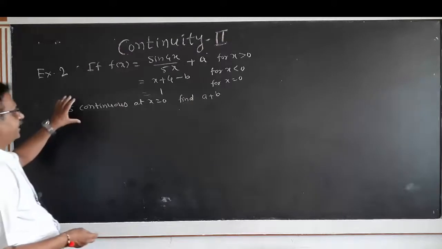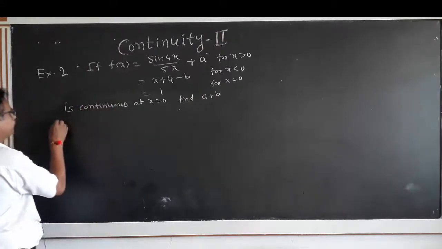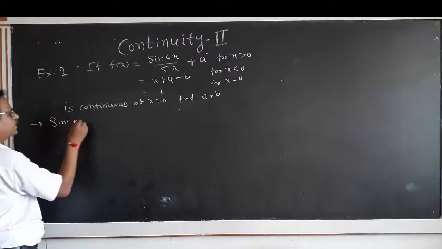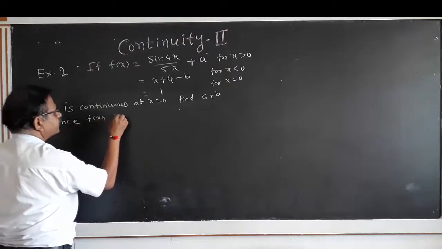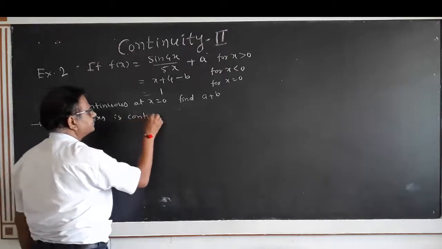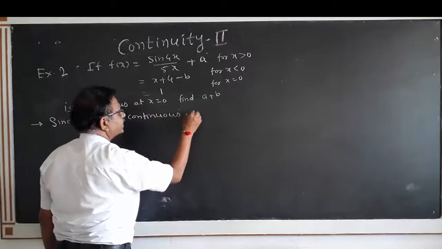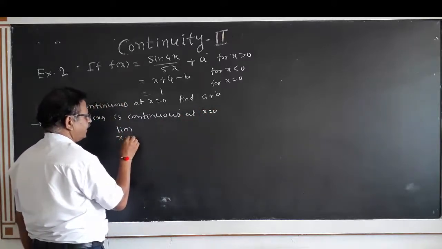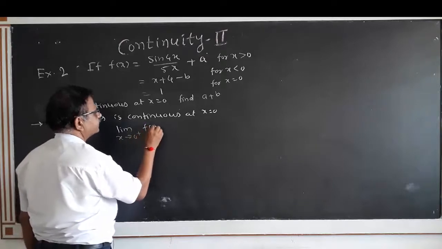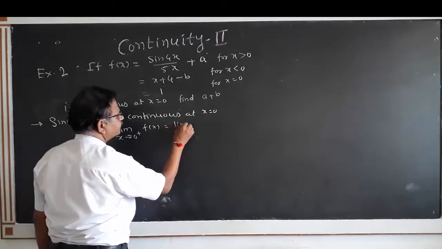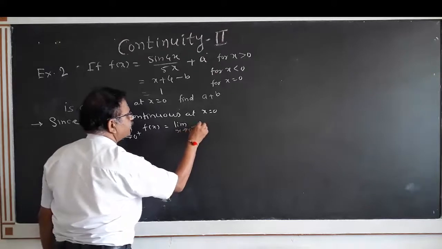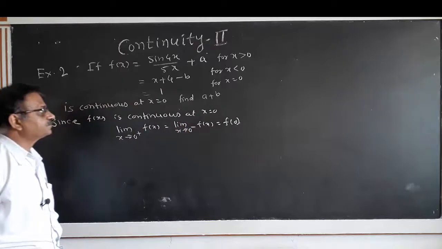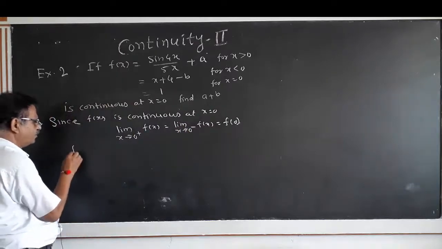Here it is given that fx is continuous at x equal to 0. Since fx is continuous at x equal to 0, limit x tends to 0 plus of fx equal to limit x tends to 0 minus of fx equal to f of 0. Now we know that f of 0 equal to 1.